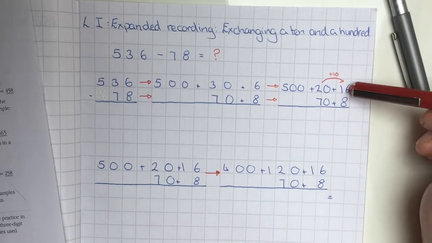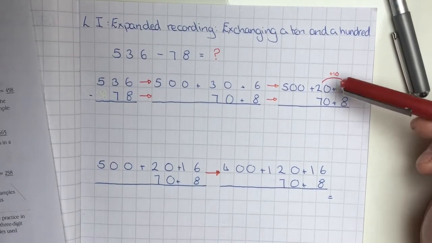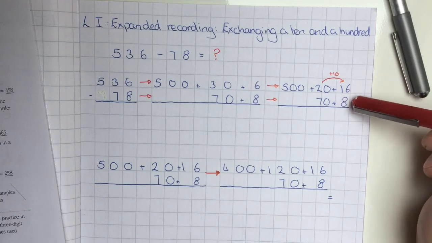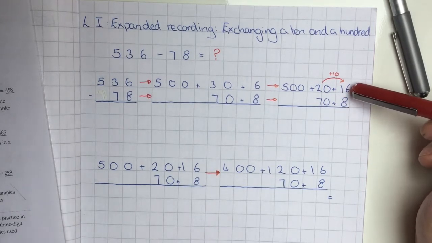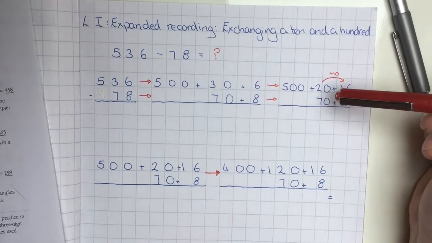So now we have 16 take away 8. We can definitely do that. Okay, so we've exchanged the 10 for 10 units and added it over here. So it's now 16 take away 8. We could do that, but hold up, let's check the rest of the sum.